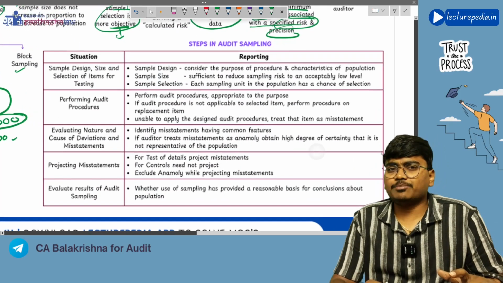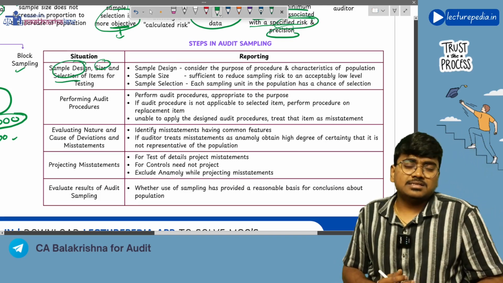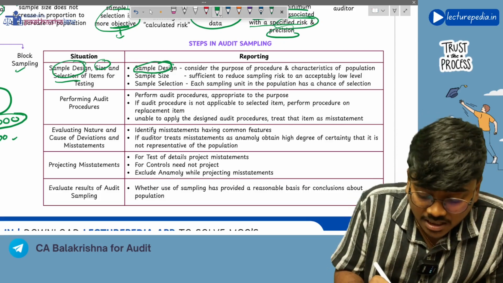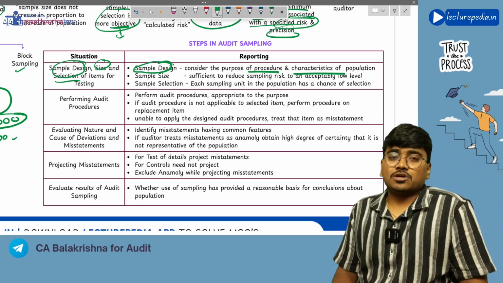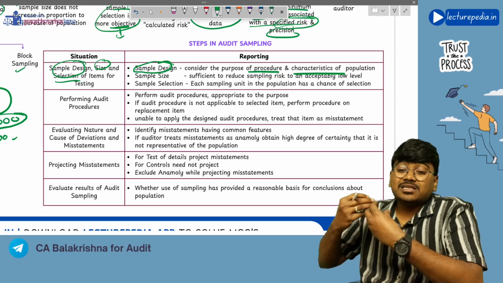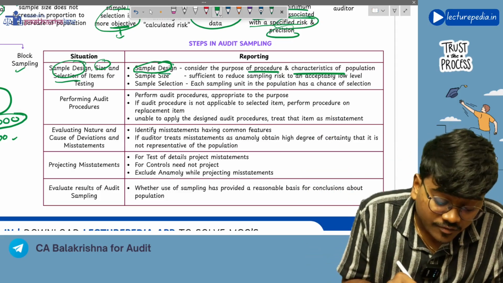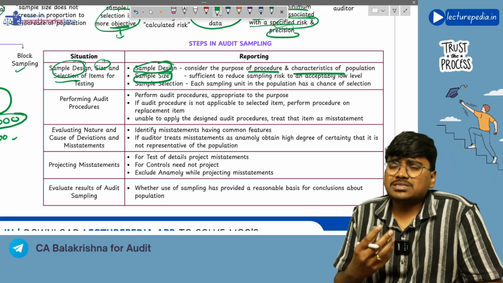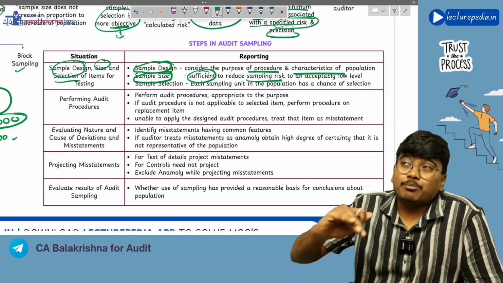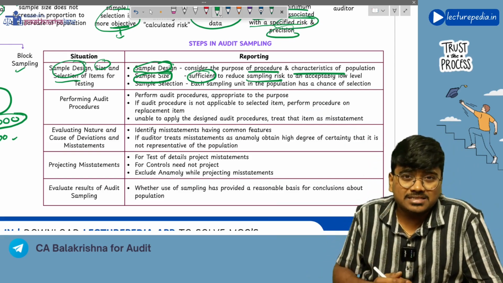Next, steps in performing the sample. So what are the steps in performing the sample? First of all, you will decide sample design, size, and selection. While designing the sample, you need to consider the procedure and characteristics of the population. So for which procedure you are selecting the sample, and what are the characteristics of the population from which you are selecting the sample, this you need to consider. Next, with respect to sample size, you have to select a sample size in such a way that it is sufficient to reduce the sample risk to an acceptably low level.